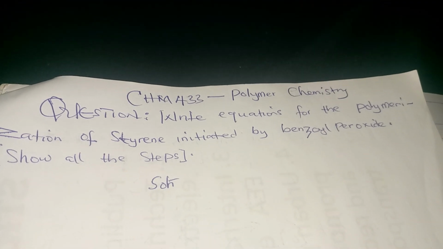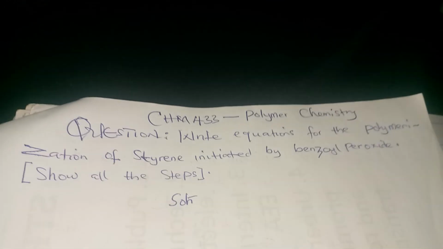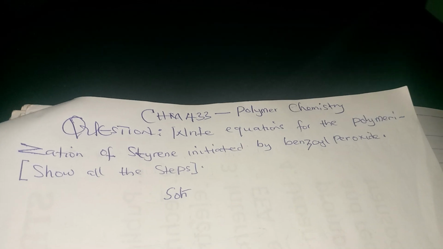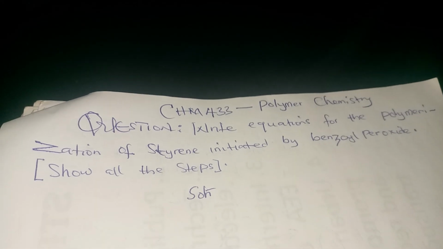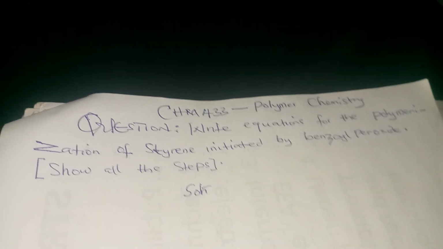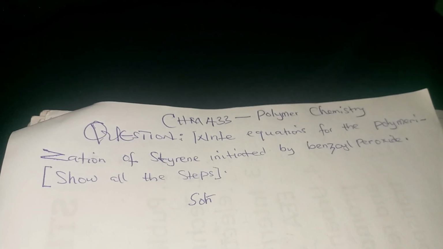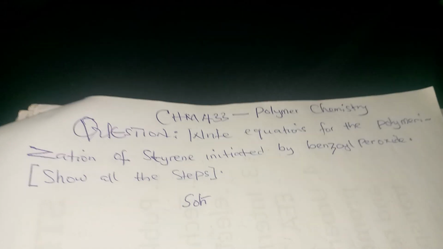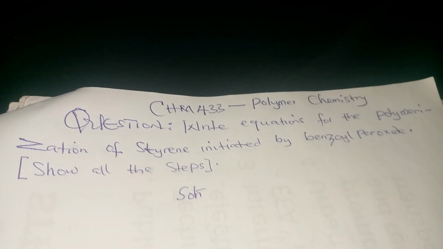Now write equations for the polymerization. When we talk about a polymerization reaction, it is a reaction whereby you bring smaller units together. The small unit we have here is styrene, so you bring them together. When you keep bringing them together, that's what we call a polymerization reaction. But let's not go there. I was trying to explain them.